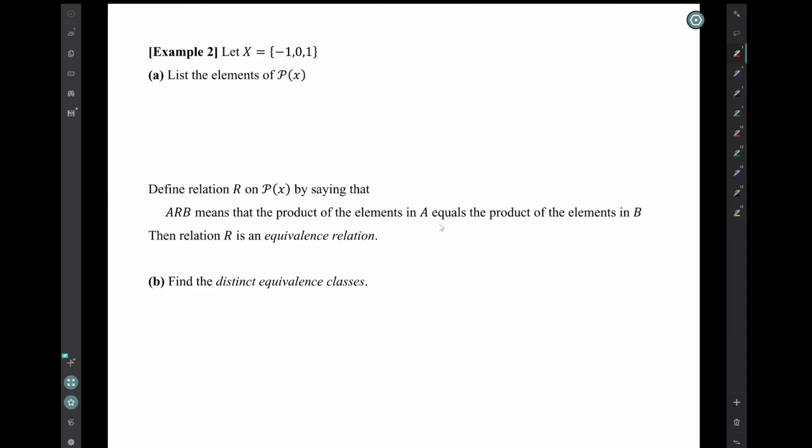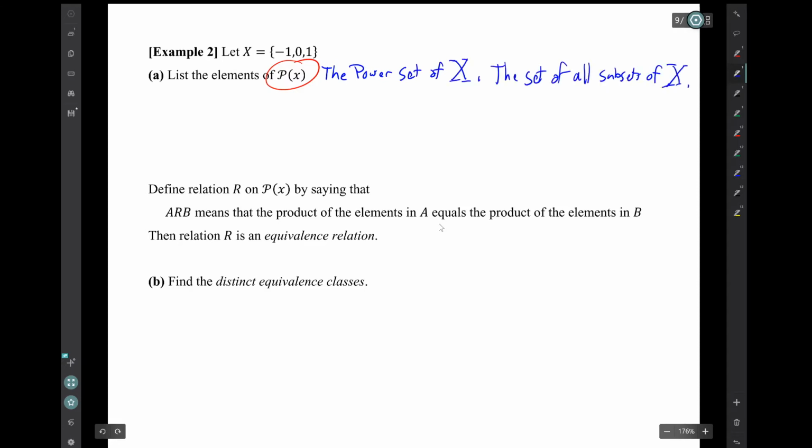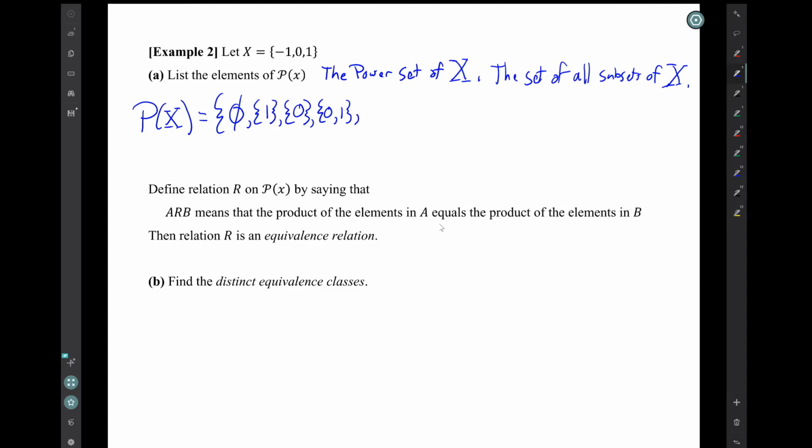Example 2, let X be this set, capital X. Question A says, list the elements of this thing. Remember what that is. That's the power set. And remember that that's the set of all subsets of X. Well, what is the power set? What are the elements? Well, we have to list all the subsets of set X. That's the collection of all possible subsets.